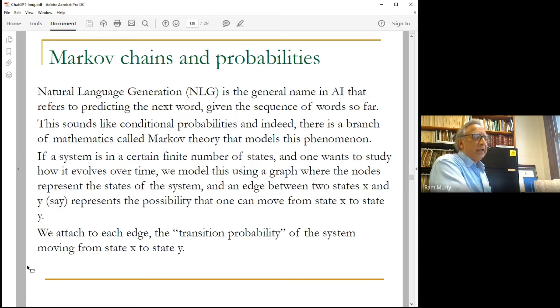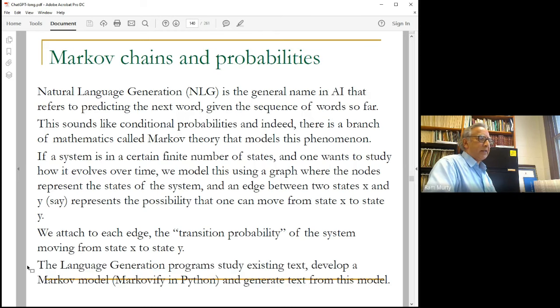So we attach to each edge the transition probability of the system. If I'm in a particular state and I'm going to move into another state y, what is the probability that I'll move into that y? I may have several possibilities, and I will use these transition probabilities as the weights that I will give to each of these edges.